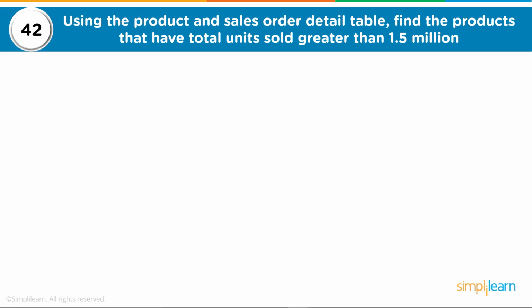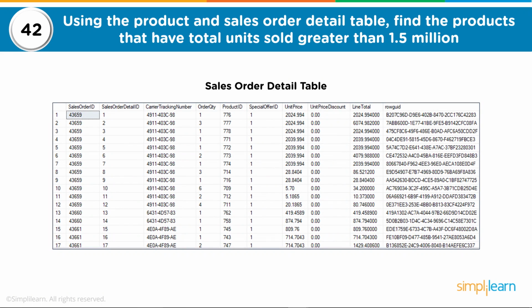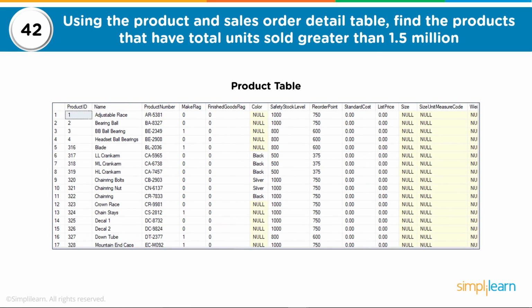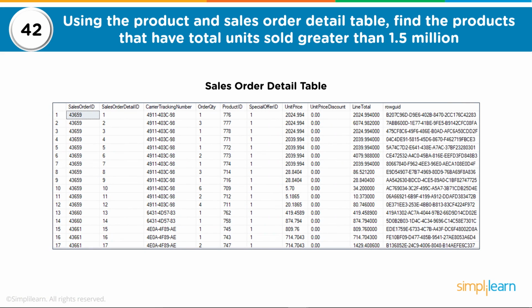So we're going to go ahead and take a product table. This is off of SQL, so we're going to do some SQL here. And we're going to use the product and sales order detail tables. Find the products that have total units sold greater than 1.5 million. And here's our sales order detail table. So we have a product table and a sales order detail table, 2 separate tables in the database.